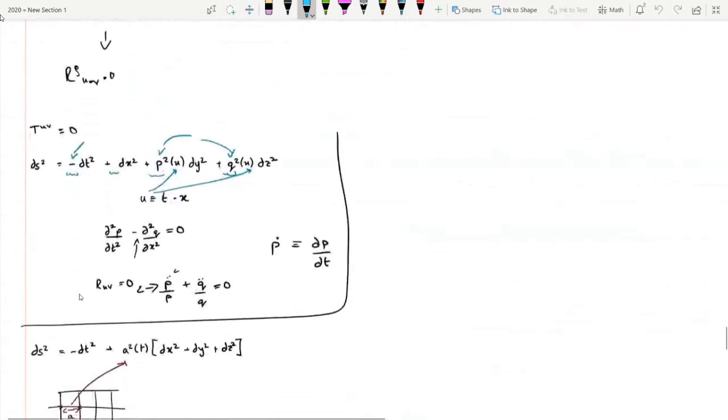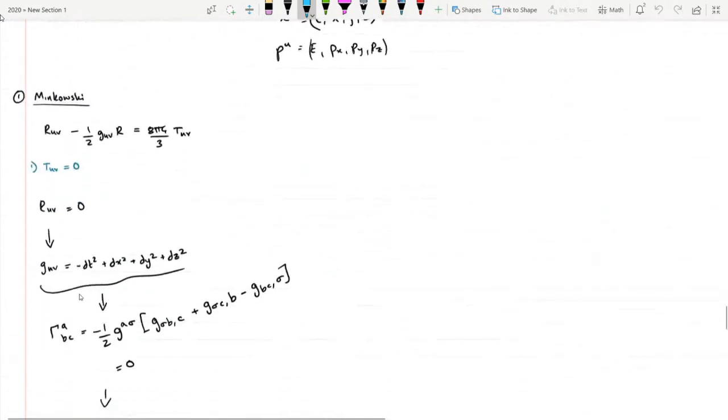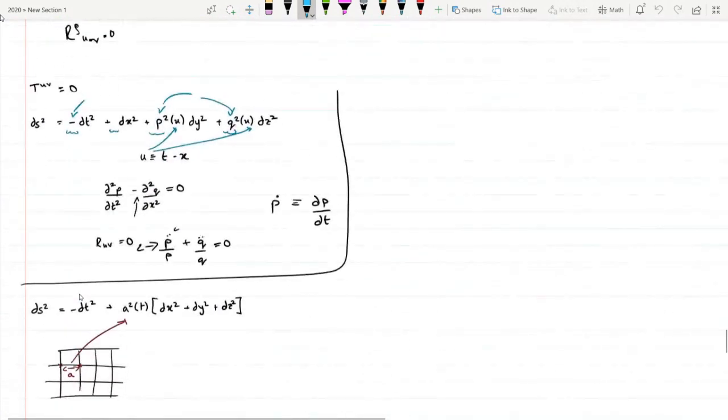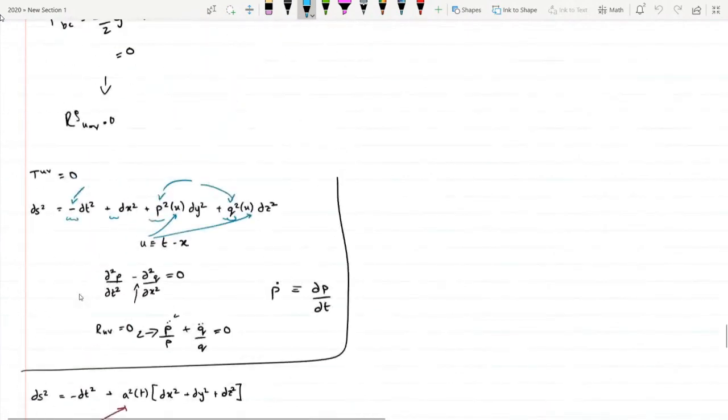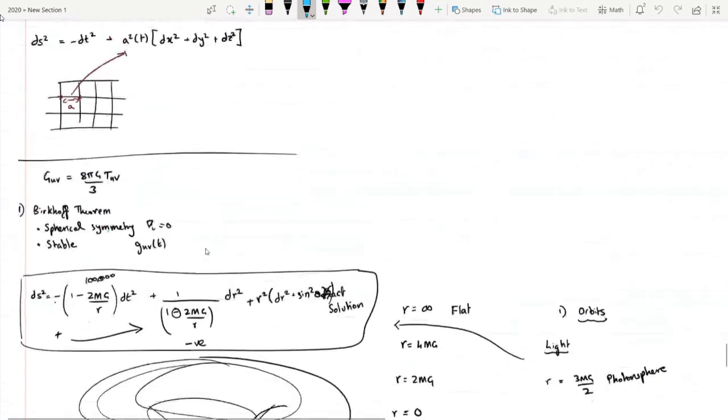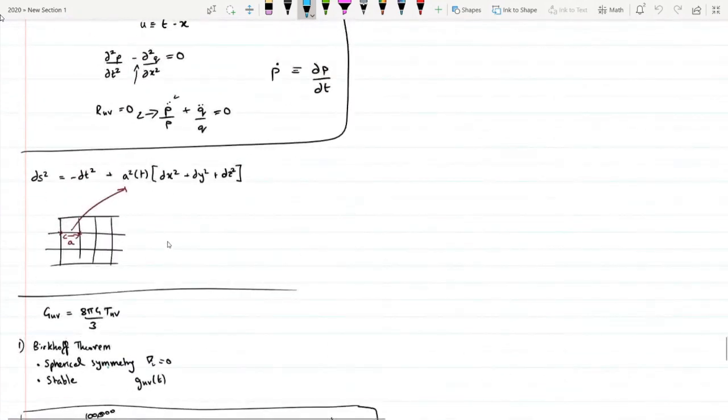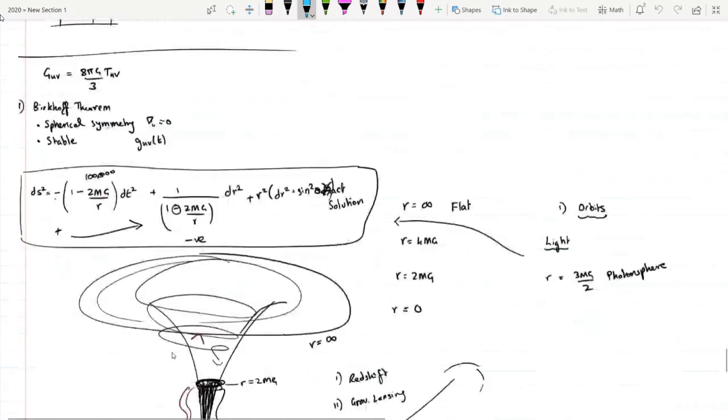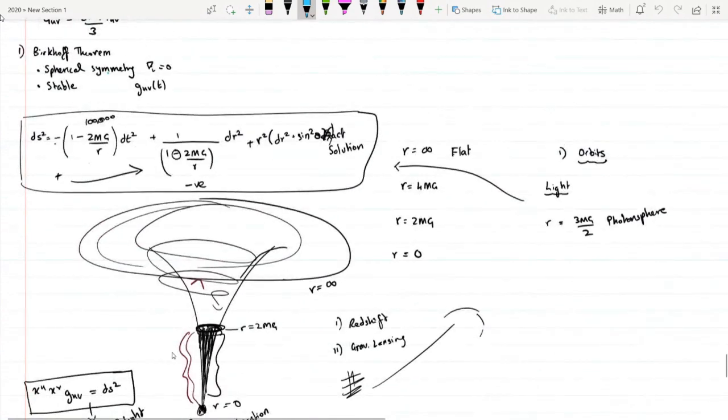And we looked at three examples for it. The first was the Minkowski. The second was the plane wave solution. And we'll go into this in detail later. The third was the Friedmann-Robertson-Walker metric. And the last was the black hole equation.